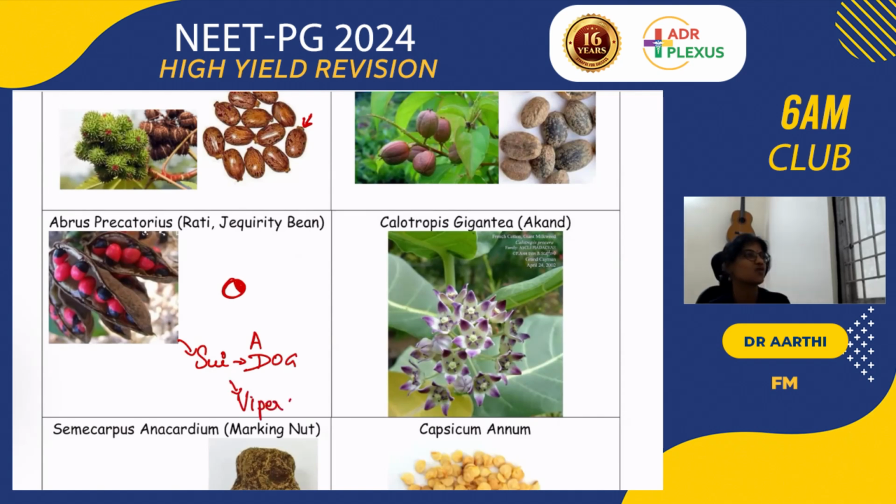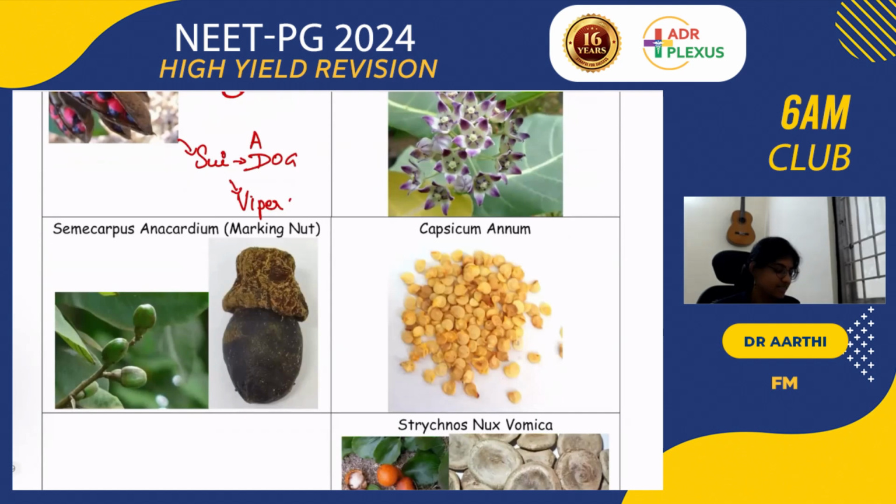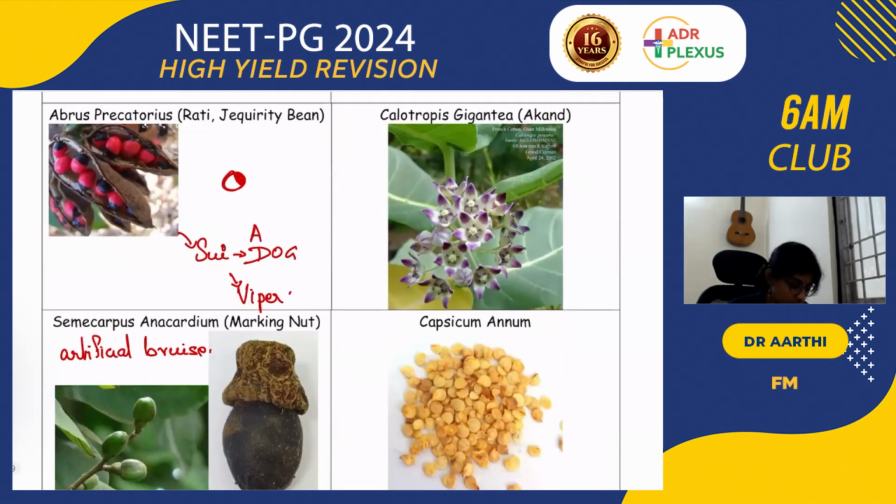Okay, then you have Calotropis, and Semecarpus anacardium, marking nut, right? What is the medico-legal importance of marking nut? Very good. Artificial bruise. Okay. So the same goes for your Calotropis also. But apart from your artificial bruise, Calotropis can be used for infanticide.